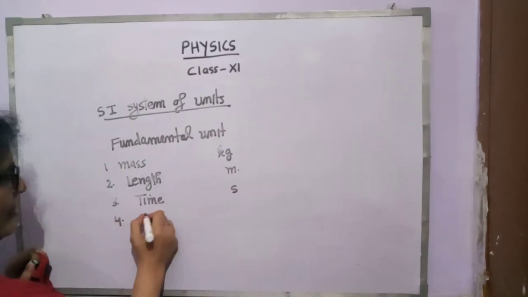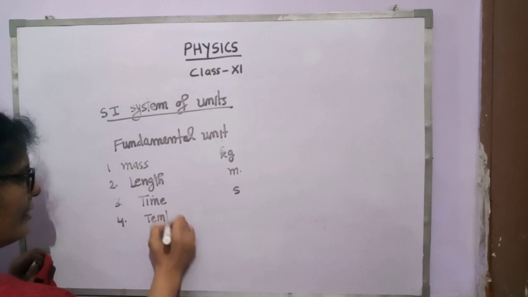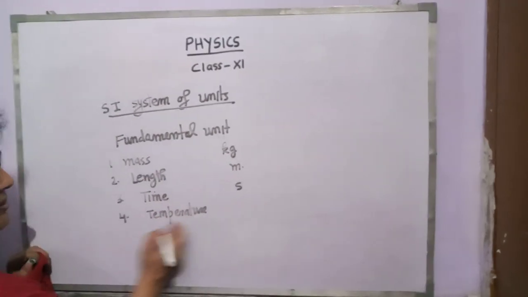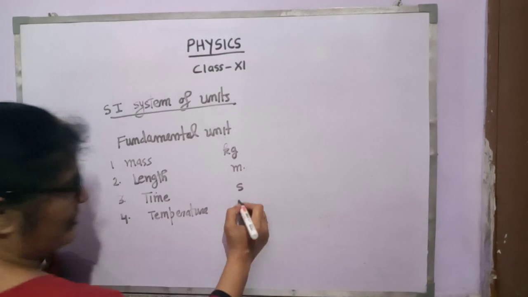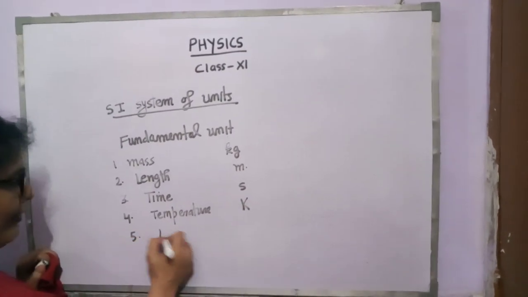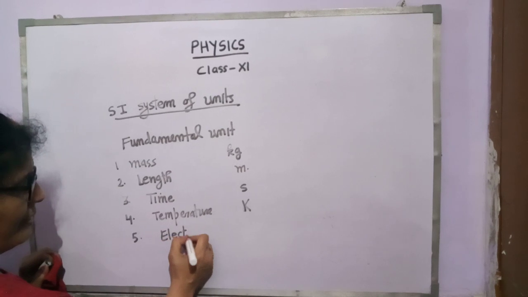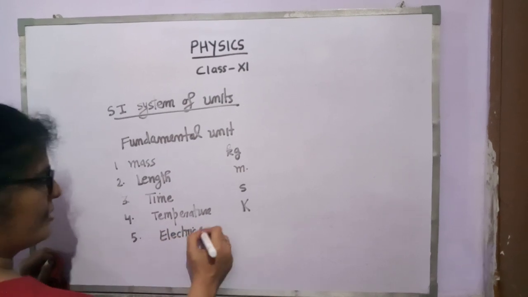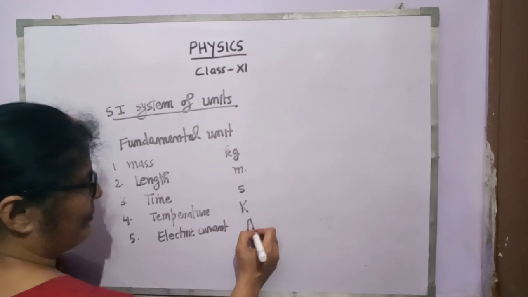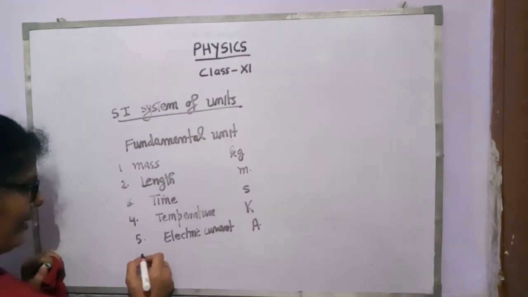Number 4, temperature, it is represented in SI unit Kelvin. This is capital K. Number 5, electric current, and its unit, as in ninth class also, is ampere. It is represented by capital A.